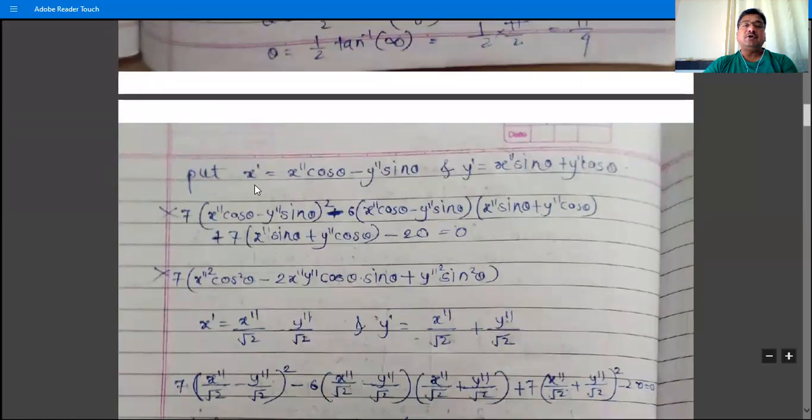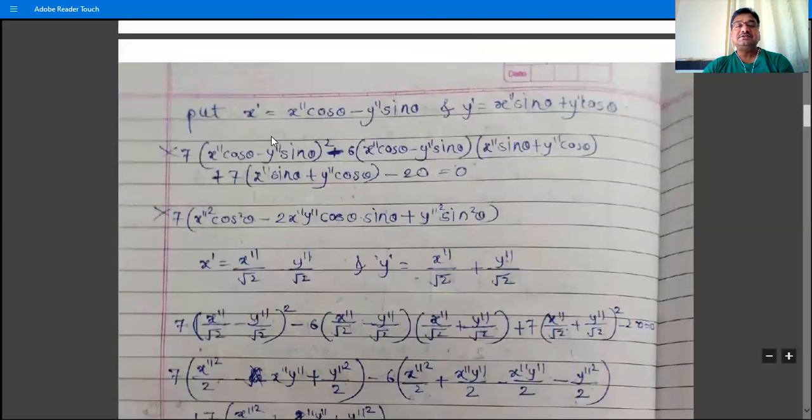Then use the formula x dash is equal to x double dash cos theta minus y double dash sin theta, and y dash is equal to x double dash sin theta plus y double dash cos theta. These are the transformation equations if the axes are rotated, the rotation transformation equations. Okay, so x dash, these two steps are wrong. Directly after this step, write this step.